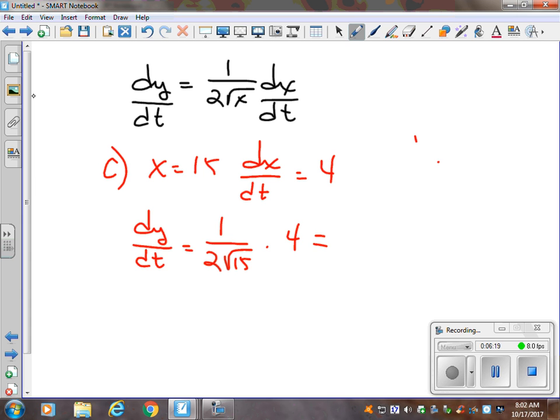Anybody got any ideas? Okay, what do I need to do with it? Okay, I can rationalize the denominator. Anything else I can do?